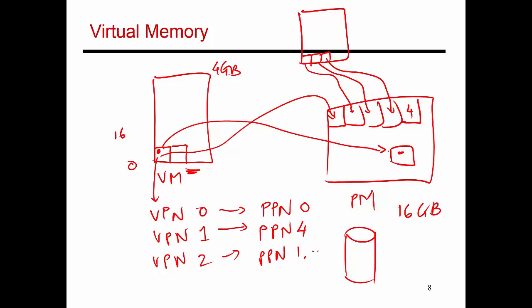Okay, so how is that done? Every time the operating system maps a program's virtual page to a physical page, it keeps track of that mapping in a certain data structure. That is referred to as a page table.